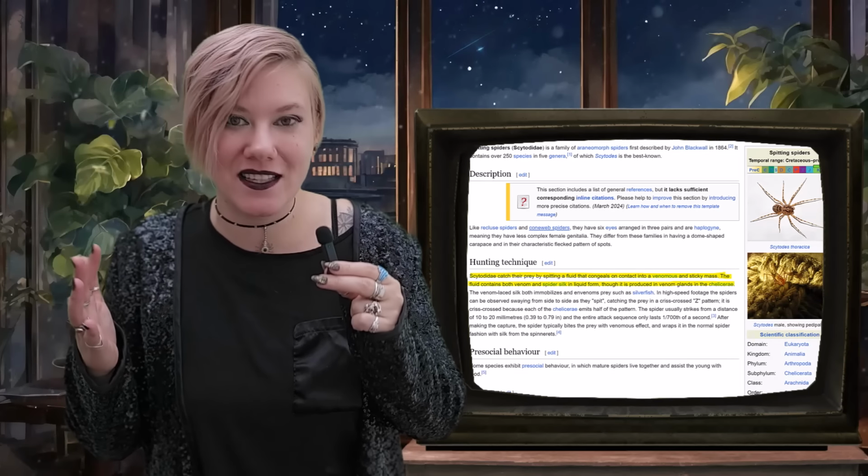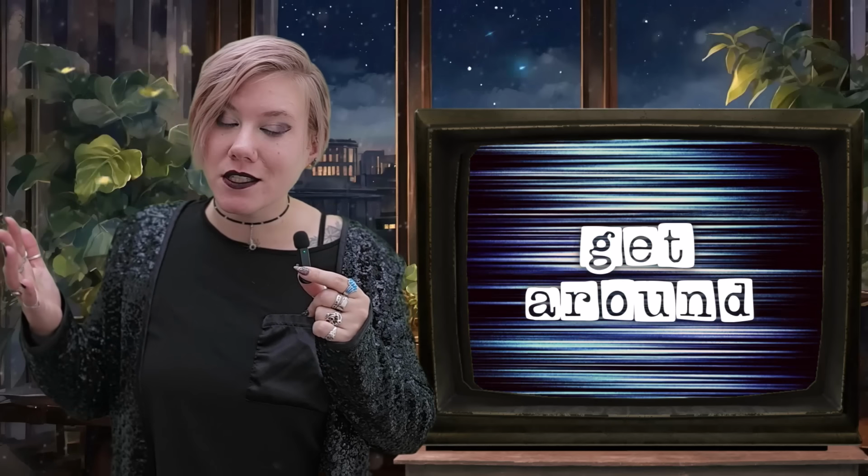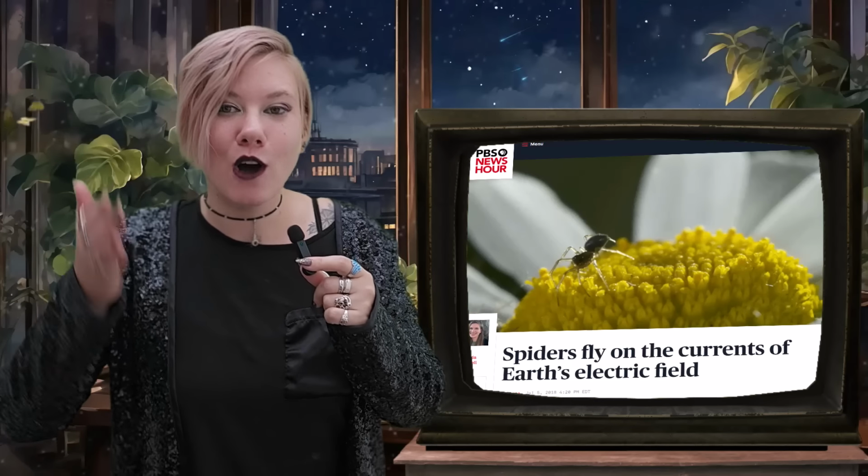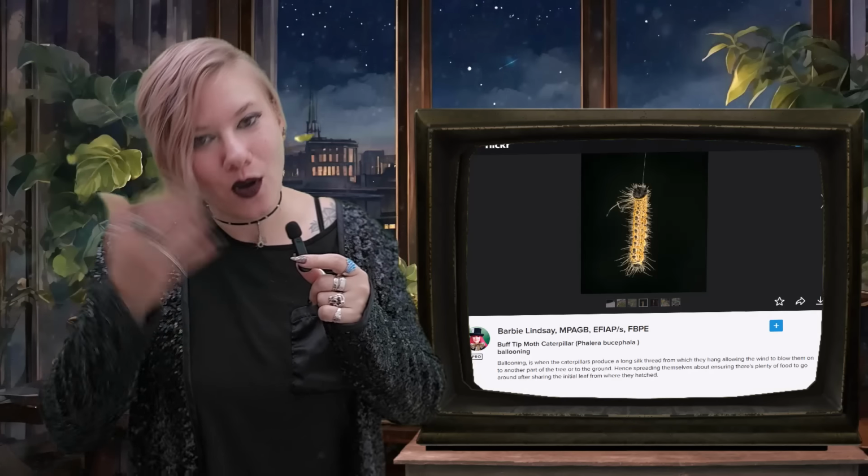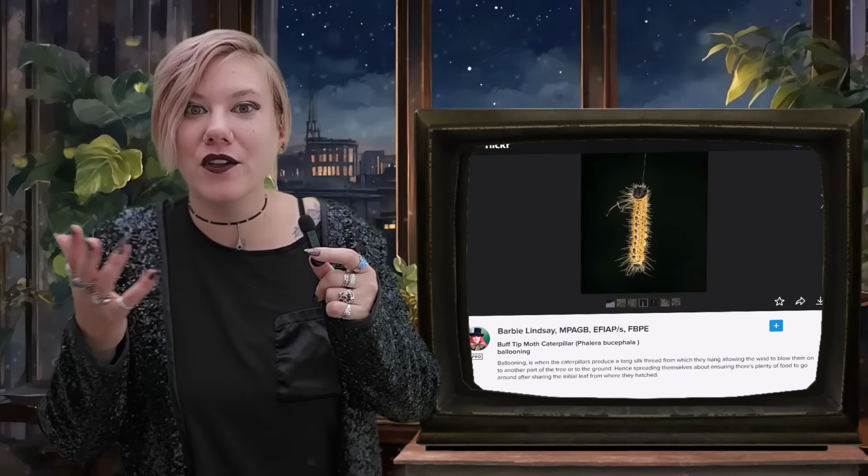A big one, you can just catch food with it, especially like the spitting spider that just spits the silk out. You can get from point A to point B, just disperse. We see this with baby spiderlings, and they do a behavior called ballooning, where they'll shoot up a little silk parachute, if you will, and then float on the wind and the static electricity. But some caterpillars also do this as well. They will also shoot up a little bit of silk and then float on the wind.